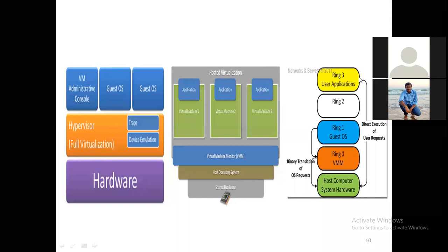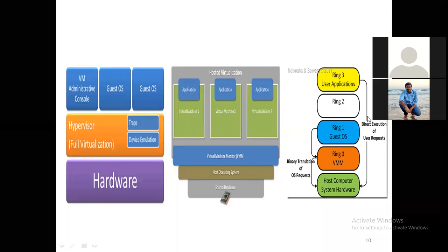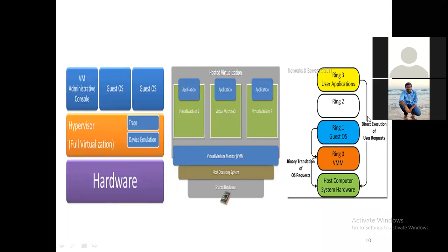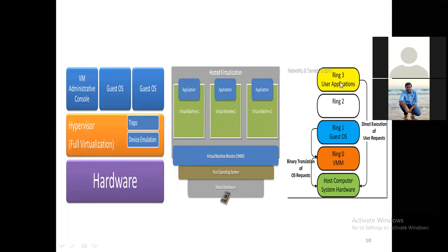This one is the explanation related to full virtualization, guys. In full virtualization, it includes direct execution as well as binary translation. That's why it's called full virtualization. Here overall there are rings in full virtualization. Ring 0 is used for the virtual machine monitor. Ring 1 will be used for the guest operating system, and ring 2 will be used for future purposes. Ring 3 contains applications related to the user.